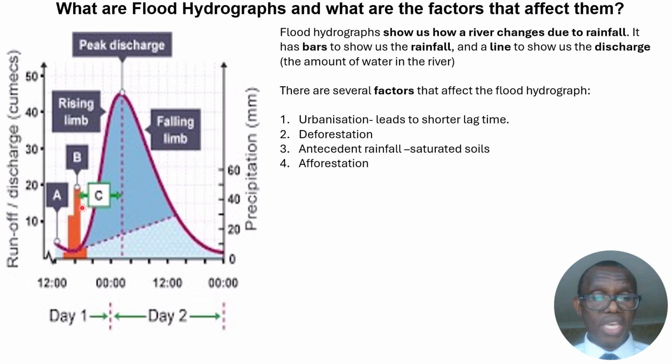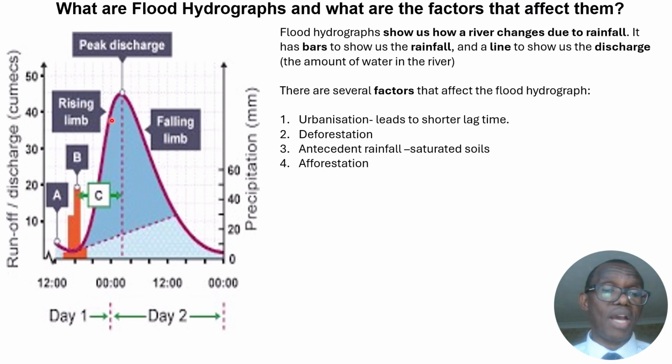Now the bars here, labeled as B, show the rainfall. The top part of this bar shows us the peak rainfall, so that is the time when we have the most rain falling. That rain is then going to find its way to the river, and as that happens, the amount of water or discharge of the river will start to go up. That is what we are referring to as the rising limb.